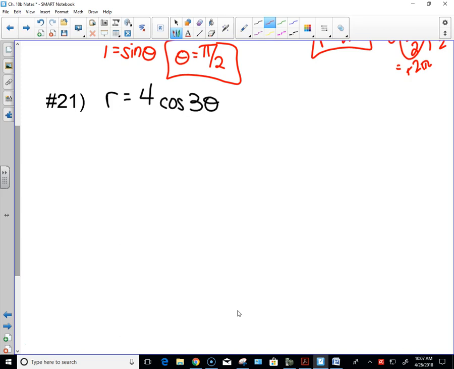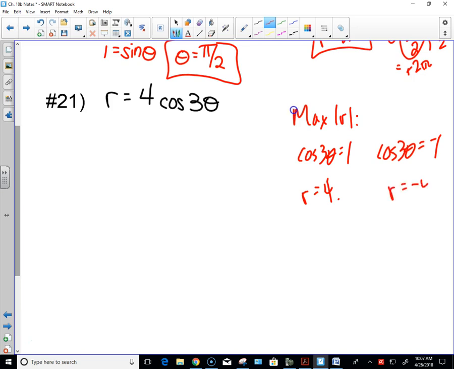So what's the biggest cosine can be? Any cosine of 1 theta, 2 theta, 10 theta, 20 theta, cosine still can only go between 1 and -1. So if I'm trying to think of the maximum r, what happens if cosine of 3 theta is equal to 1? What happens when cosine of 3 theta is equal to -1? If I plug in 1, isn't that just going to be r equals 4? And if I plug in -1, isn't that going to be r equals -4?